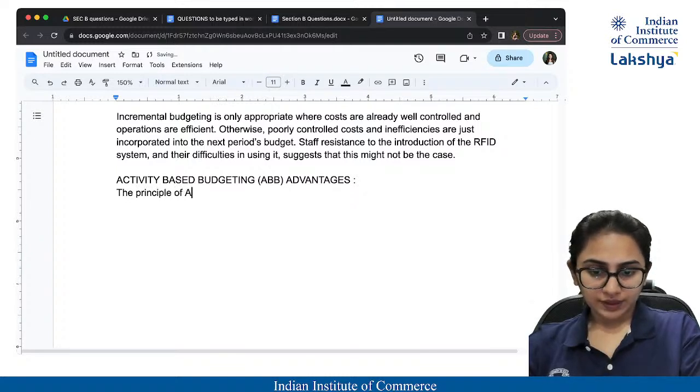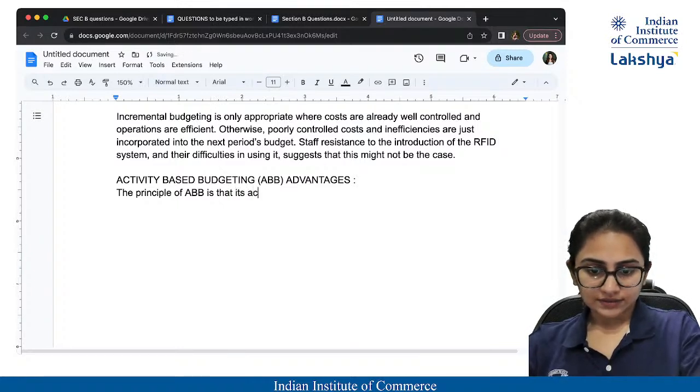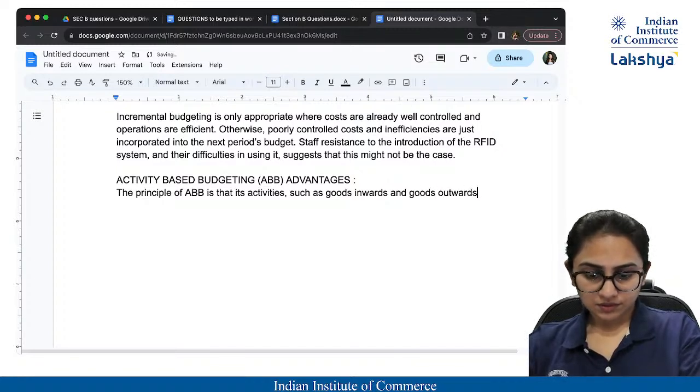The principle of ABB is that its activities, such as goods inwards and goods outwards in the central warehouse, drive costs.